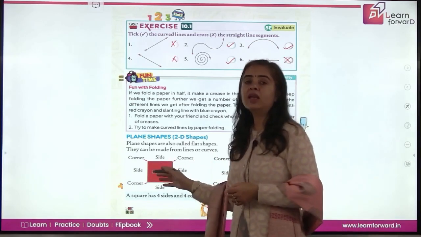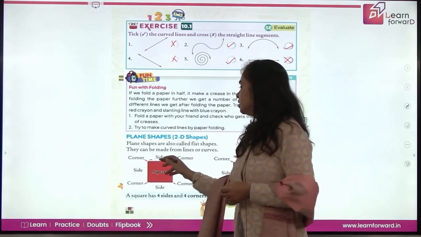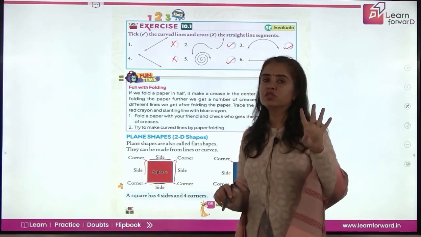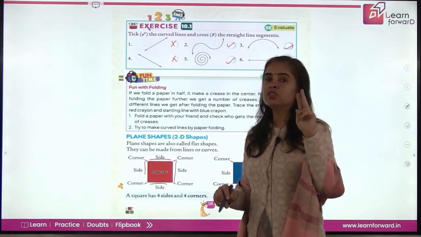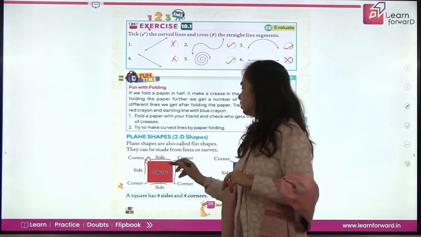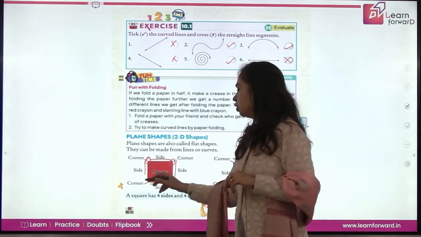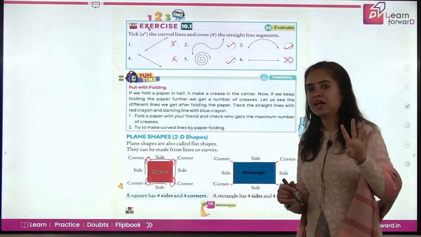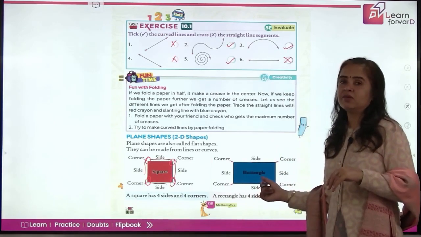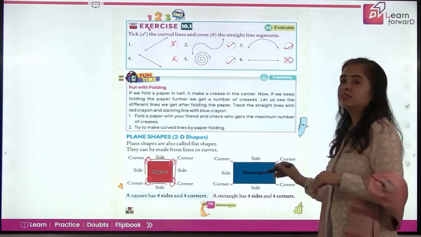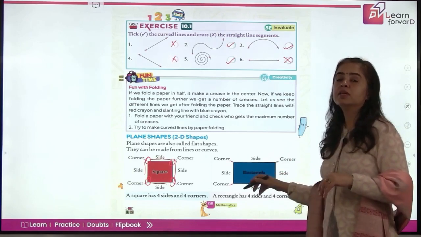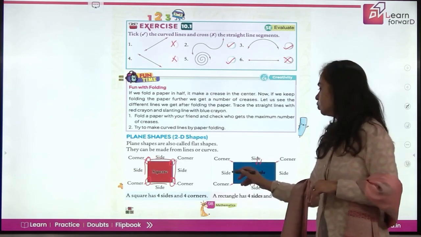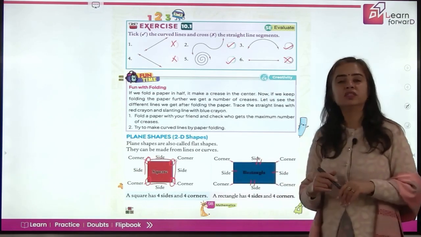This is a square in which you have 4 sides. This is called the side. So how many sides are there? 4 sides. And the point where 2 sides meet, all these are called corners. What are they called? Corners. So a square has 4 sides and 4 corners. Same happens in a rectangle also. 4 sides and 4 corners. But here the opposite sides are equal. This is equal to this, the two lengths are equal and the two widths are equal.